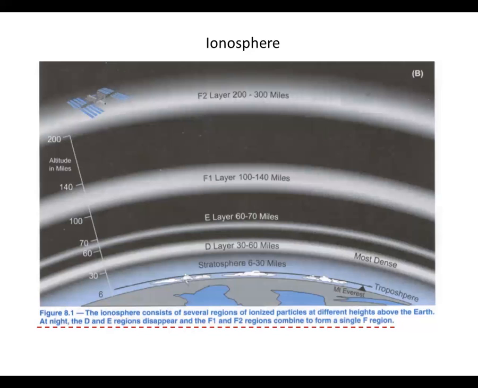The F1 layer is 100 to 140 miles up. And then the F2 layer is 200 to 300 miles up. That's up at the altitude that's considered low Earth orbit. And you'll have satellites. I think the International Space Station runs around at this altitude. So it's essentially outer space, yet there's still a very low density atmosphere at that point. But in terms of what you can breathe, it's certainly a vacuum.